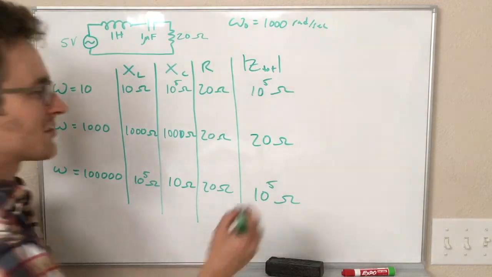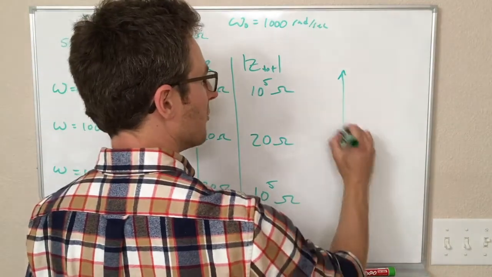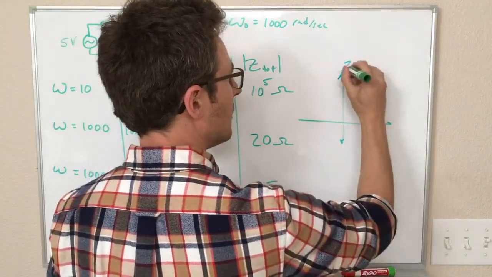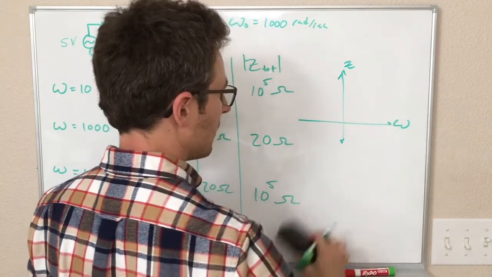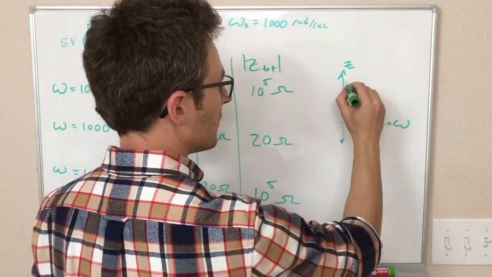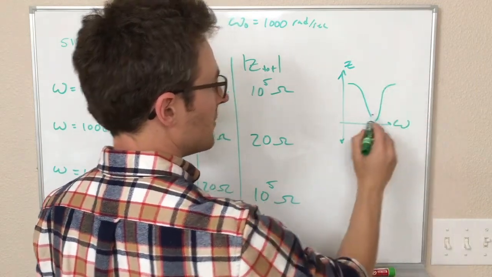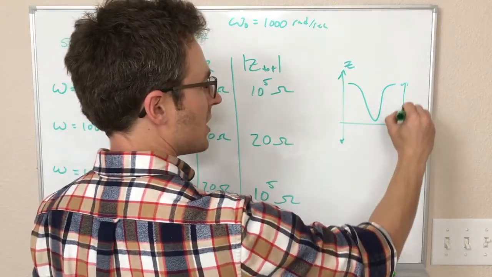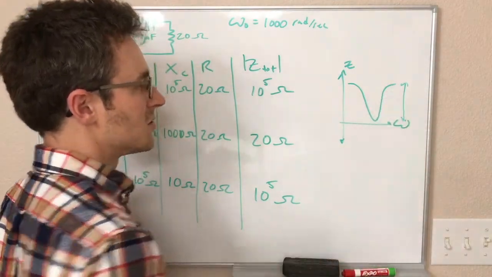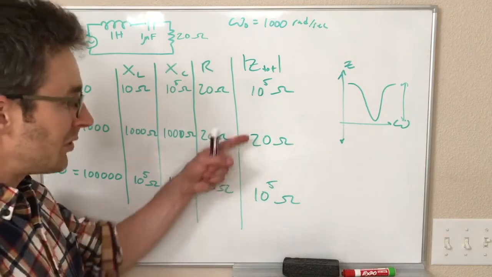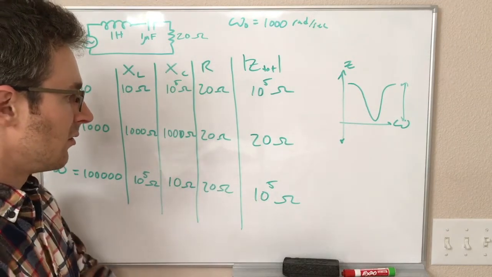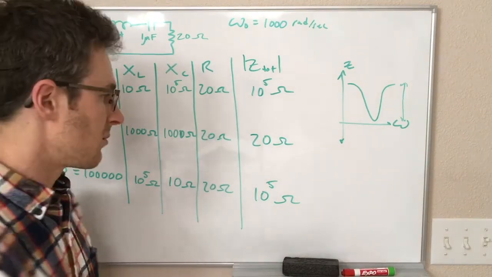So you can imagine on this graph of Z as a function of omega, I guess I should draw it like this. I drew it like this before. The change from the resonant frequency to the high part might be really big. This is a factor of 10,000 or something like that.